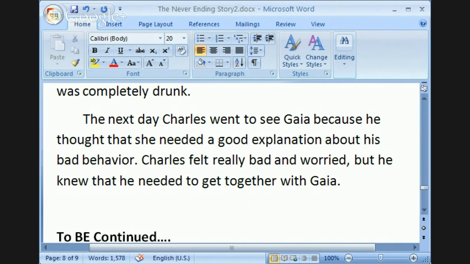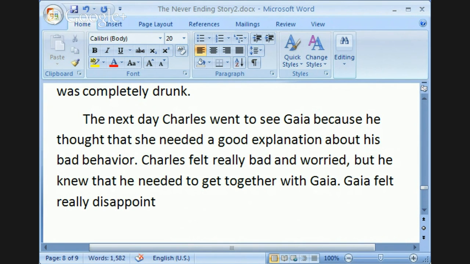And then what happened? Maybe she feels really disappointing and sad. Always and. Okay. Really disappointed. A person feels disappointed. A situation is disappointing. So she felt disappointed.